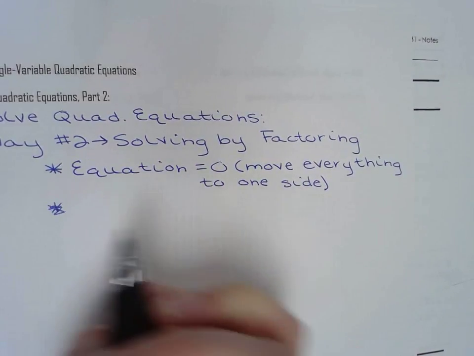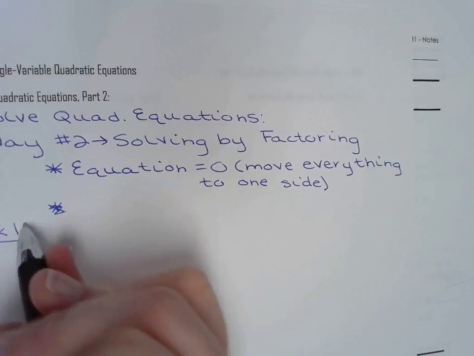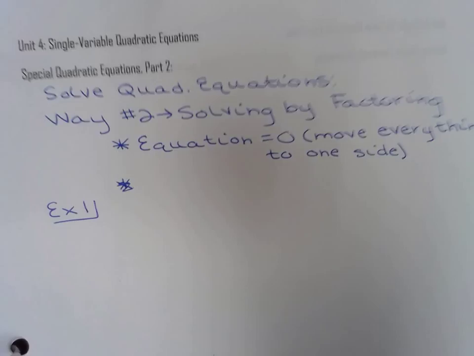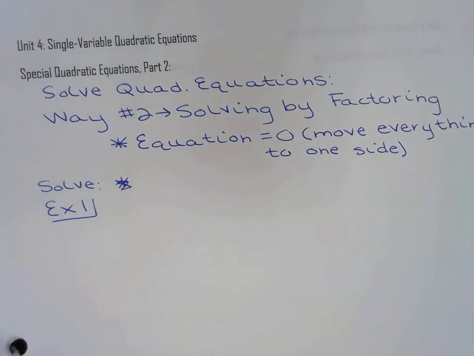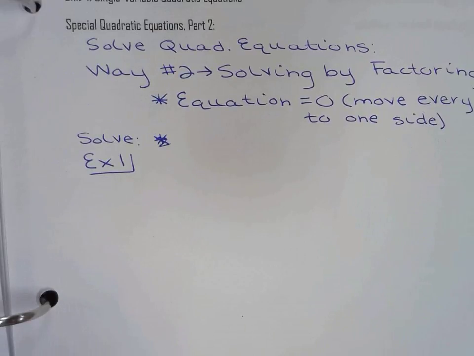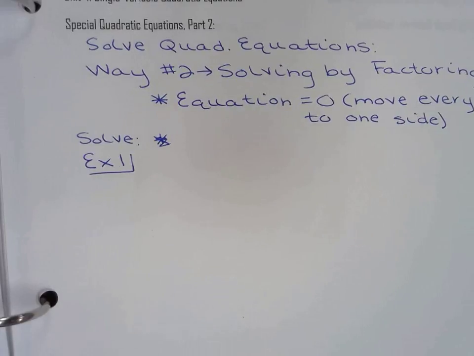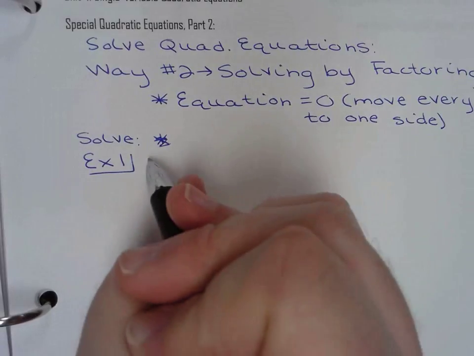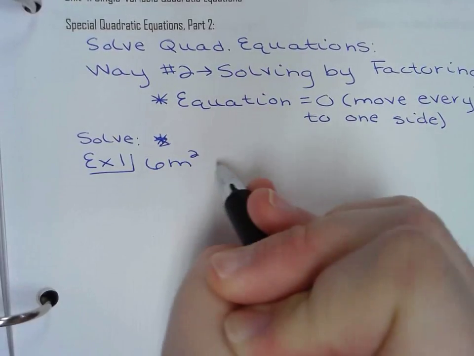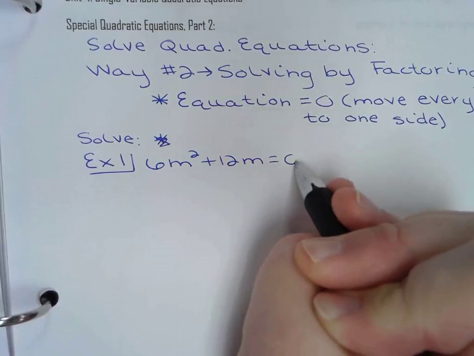Okay, let's go ahead and look at an example, and I will go through the steps as we look at the first one. The directions are going to say solve again. So we are solving, which means I'm trying to get x equal, like what number does x equal is what we're trying to figure out. Let's look at one like this: 6m squared plus 12m equals 0.